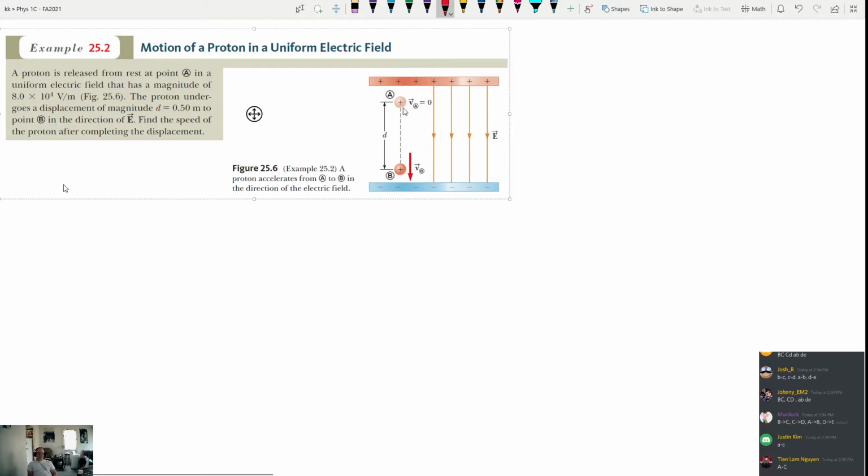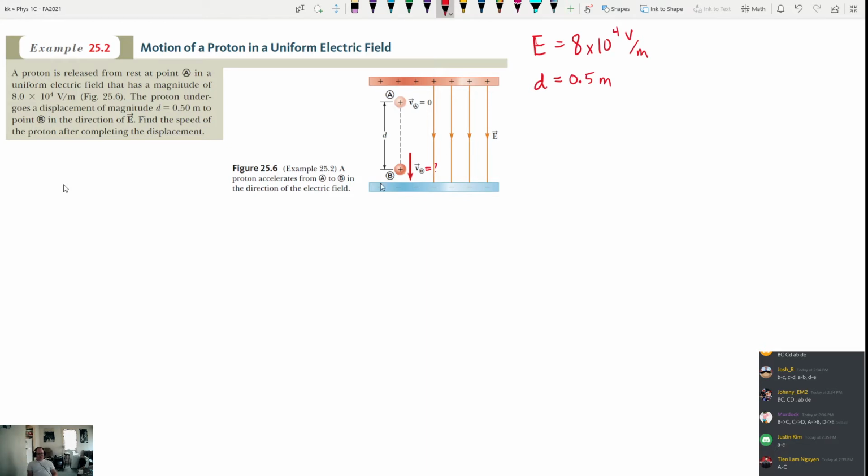Okay, so proton moves from point A to point B. It starts off from rest, right? Yep, it says right there, VA is equal to 0. We have our uniform field between these two plates, and we know what the magnitude of the electric field is. It's given as 8 × 10⁴ volts per meter. We know the distance between these points is 0.5 meters. And that's it. We want to find what VB is equal to. What's the velocity at this point?